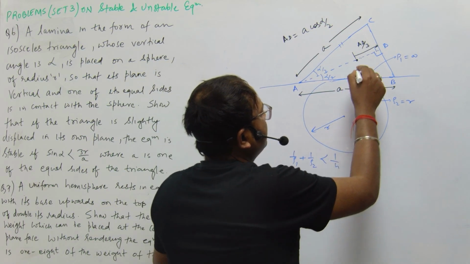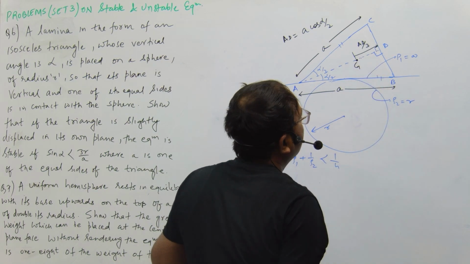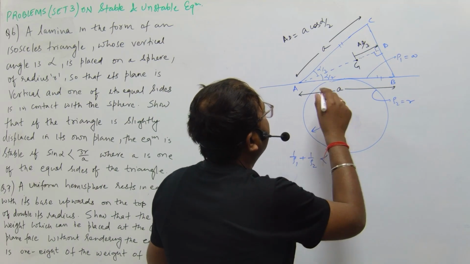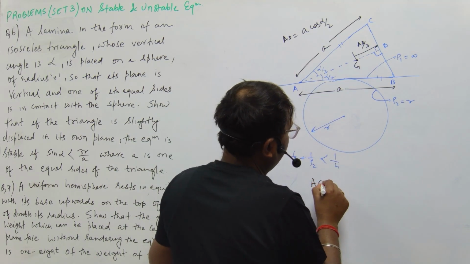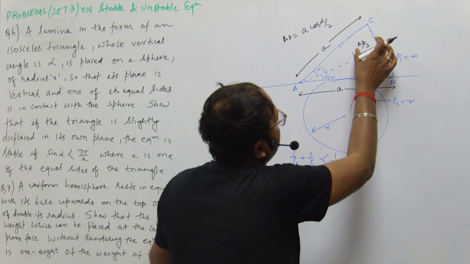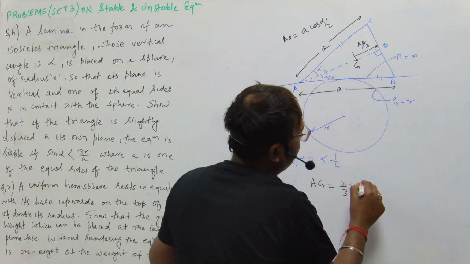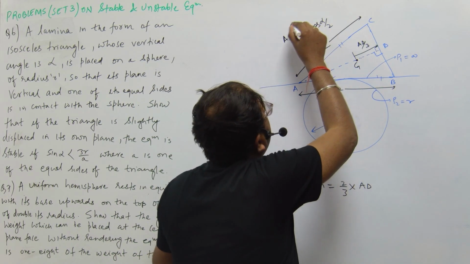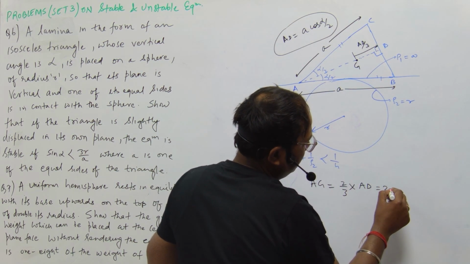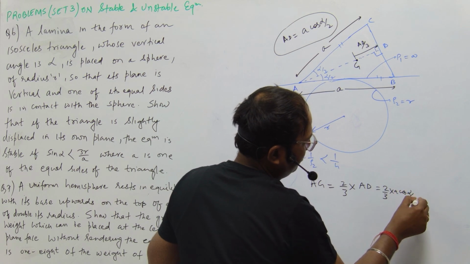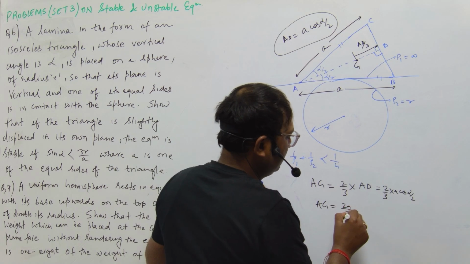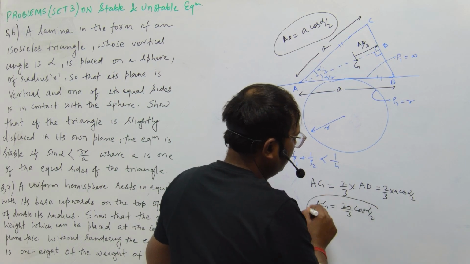Let us name this point as G. G is the position of center of gravity of this isosceles triangle. Now the value of AG will be 2 by 3 times AD, and the value of AD is a cos alpha by 2. So this is equal to 2 by 3 into a cos alpha by 2. So the value of AG is equal to 2a by 3 cos alpha by 2.